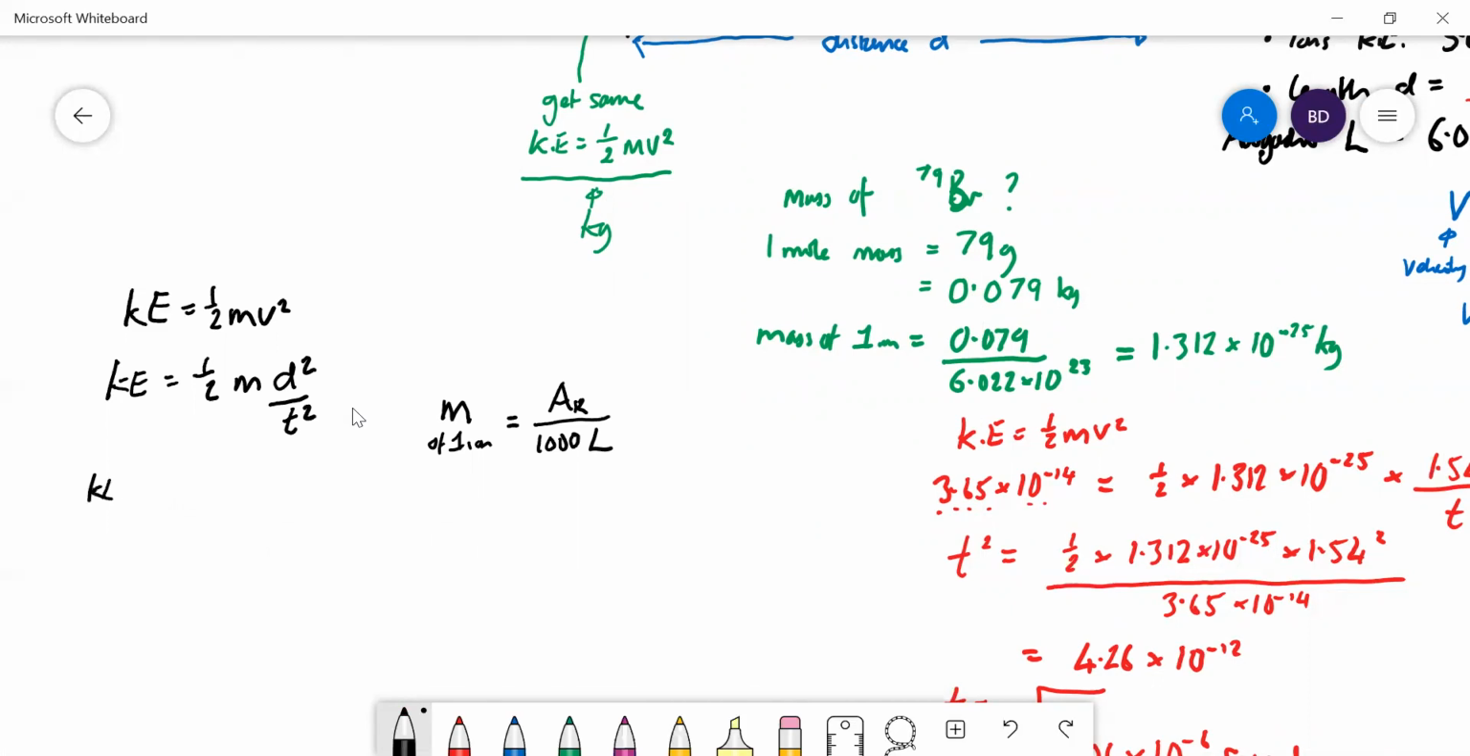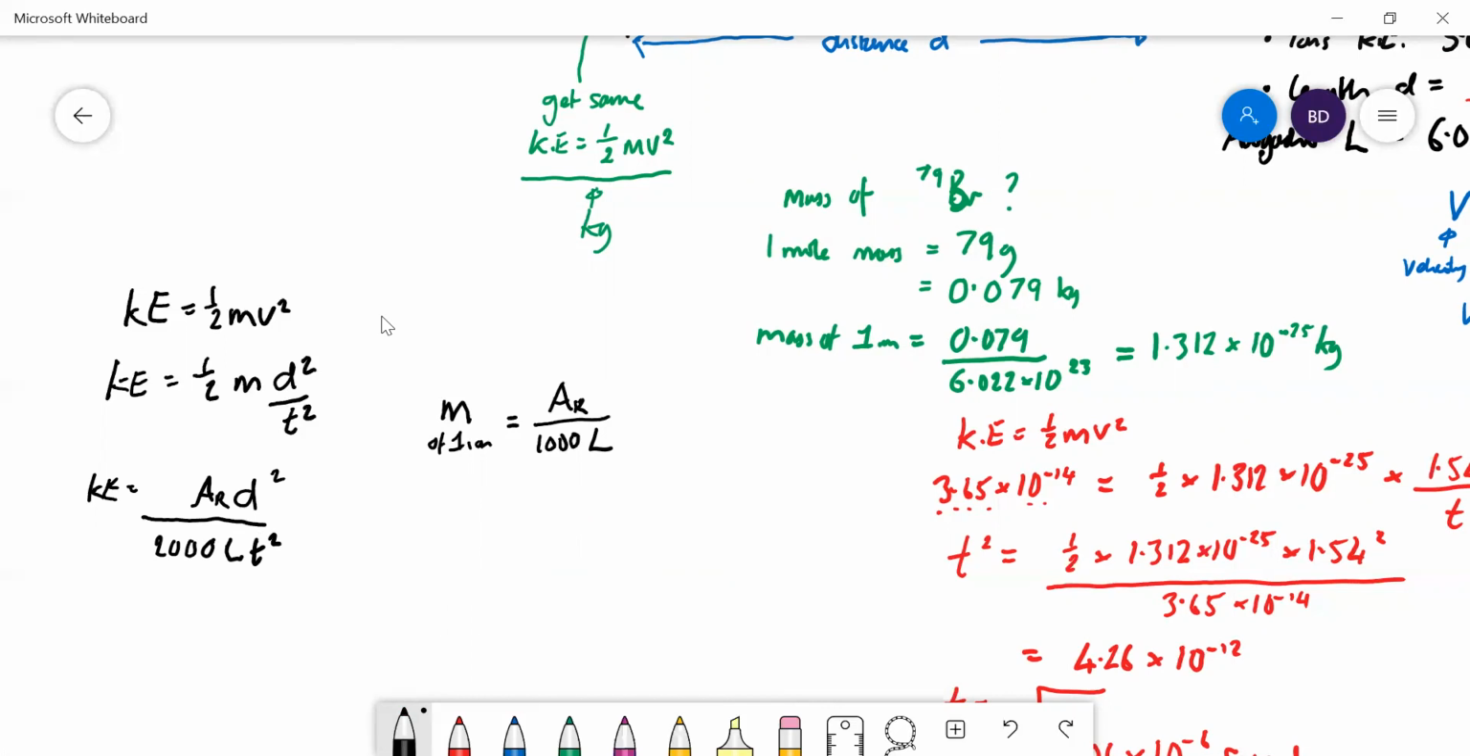So we get kinetic energy is equal to a half AR d squared over 1,000 L t squared. You get rid of your half there, can't you? So that should be 1,000, and that'll be 2,000 now. 2,000 times the Avogadro constant, L, t squared, where t squared is your time of flight.